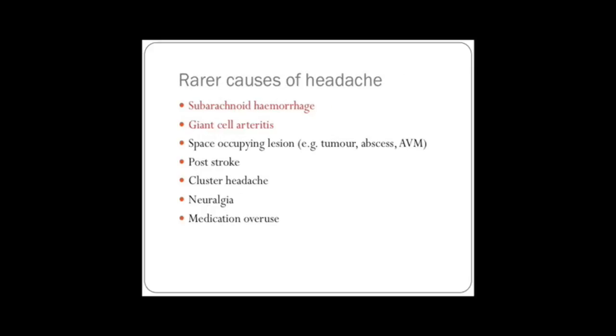So these are some of the more rare causes of headache, and I've highlighted the first two as important ones which I'm going to cover, as these can be life-threatening. Well, certainly subarachnoid hemorrhage and giant cell arteritis can be sight-threatening. So I'll come on to those in a bit more detail later.